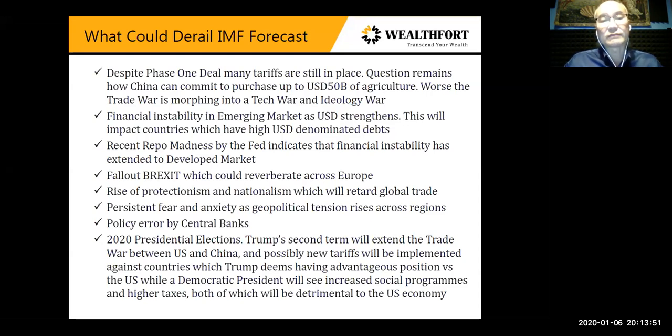In the US, you have Trump implementing tariffs, okay? Then in a lot of countries in Europe, they have a burst of nationalism, and those right-wing parties are once again having a strong foothold in the elections. So that can actually jeopardize the open market concept that is practiced by the European Union. Then there's also persistent fear and anxiety as geopolitical tension rises across regions, and potentially a policy error by central banks. Now, why do I say it's a policy error?